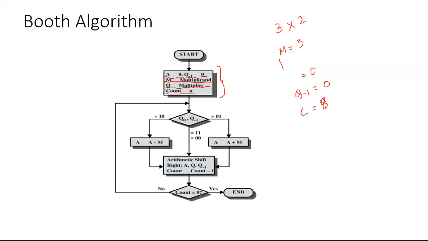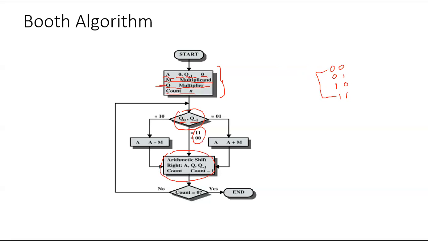All right, so the first step is to initialize, and afterwards you compare. We take the Q0 bit from your Q, which is your LSB, and then Q minus 1. Since there are 2 bits, there are 4 possible combinations: 0, 0, 0, 1, 1, 0, or 1, 1. If they are 1, 1 or 0, 0, you just do the arithmetic right shift for A, Q, and Q minus 1. You consider them as one register and arithmetic right shift by 1 bit, then decrement the counter and check if the counter is 0. If no, then repeat the process.